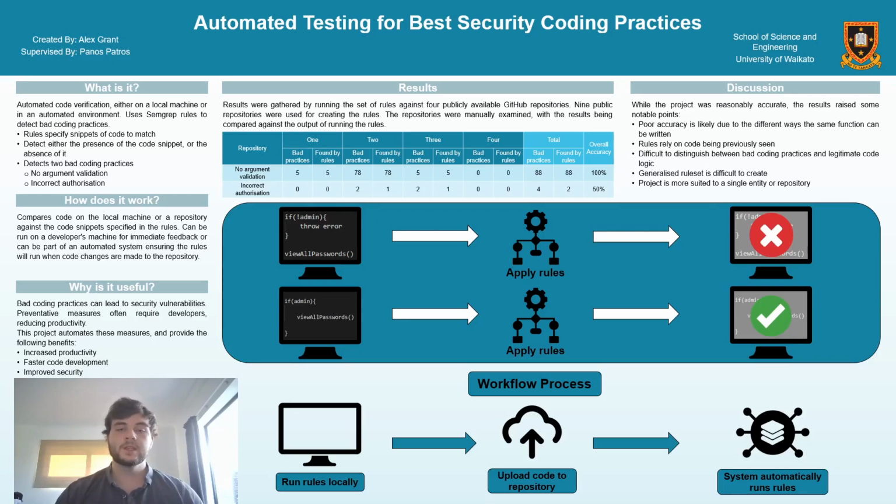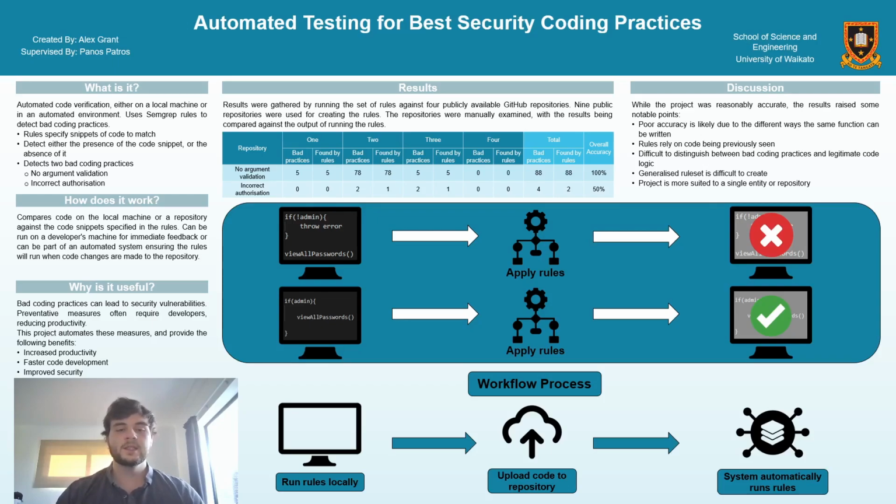Results for this project were gathered by using publicly available repositories. 9 publicly available repositories were used to create the rules, while 4 were used to run them. As you can see, the project performed extremely well when detecting occurrences of no argument validation. However, it had a significant accuracy drop when detecting incorrect authorization.